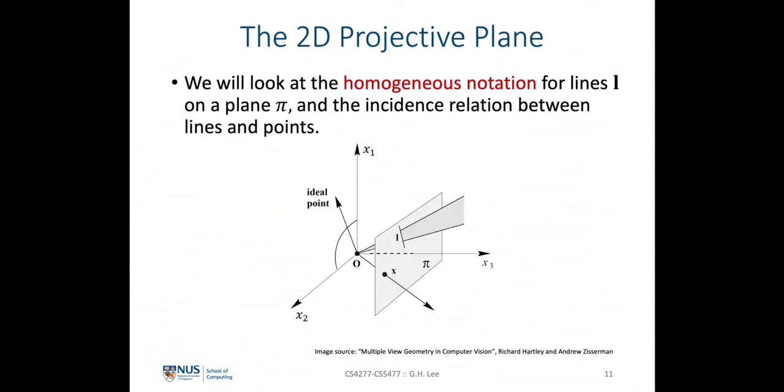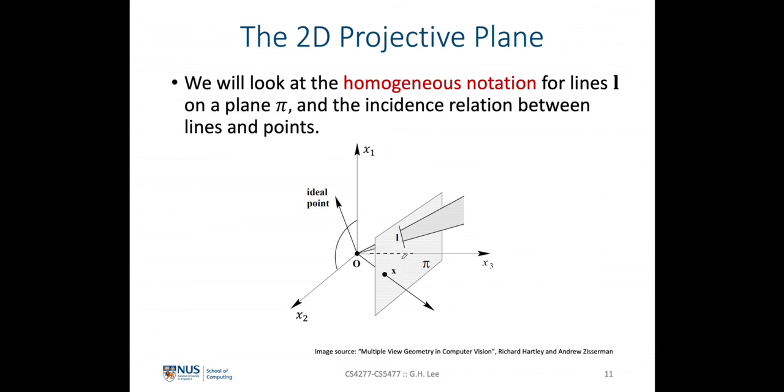So we'll now look at the homogeneous notation for lines on a plane, which means that we are looking at the 2D line and the incidence relations between the lines and the points. From here, we will also look at how to derive the duality relation between lines and points. We will realize that the line and point representations in homogeneous coordinates are actually interchangeable.